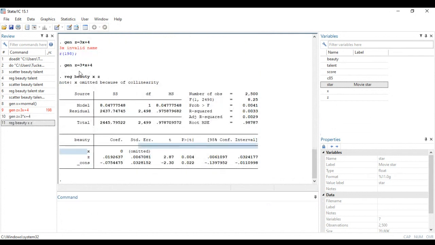Notice how it says x omitted because of collinearity. Stata is actually smart enough to know when you have collinearity, and so it'll drop one automatically if you try to do it. So the answer to that question would just be, because these variables always add up to 24 for each individual, they're perfectly collinear, so we need to drop one.